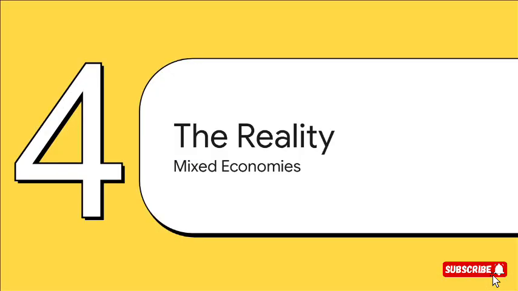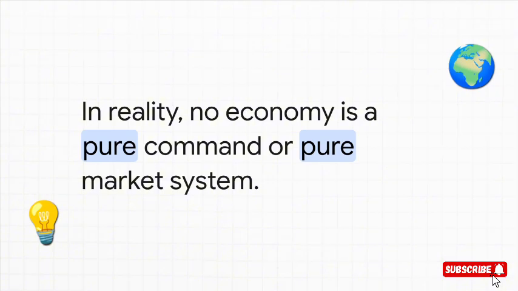Okay, so after looking at these two pure, almost theoretical models, you might be asking yourself, all right, but where do countries like the US or Canada or nations in Europe fit in? And that question brings us to the reality of how things actually work in the world. And here's the big secret. No country on Earth is 100% one or the other. Every single modern economy is actually a mix. The real world is just way more complicated than our simple models.